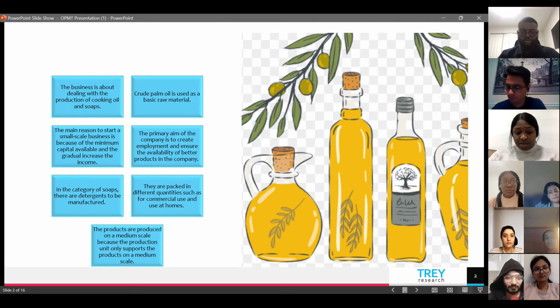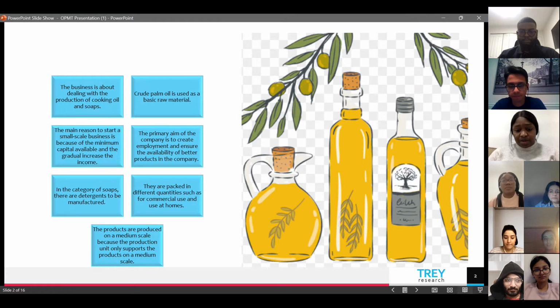Simultaneously, the primary aim of the company is to create employment for youngsters so that they get enough time and the chance to grow up and show their talent, and to ensure that the products are available in the market.